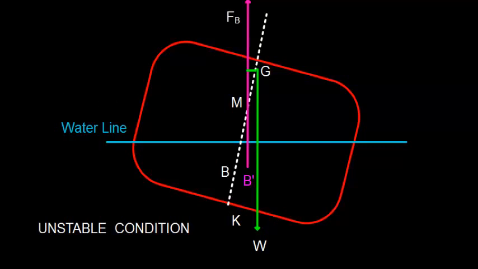For that we need to study the effect of Km. That is, M is the intersection of the line of action of buoyancy and the center line, and M is the distance from keel K. That's why it is called Km. Let us study what happens to Km. We can say that Km is equal to Kb plus Bm, or Kg plus Gm.